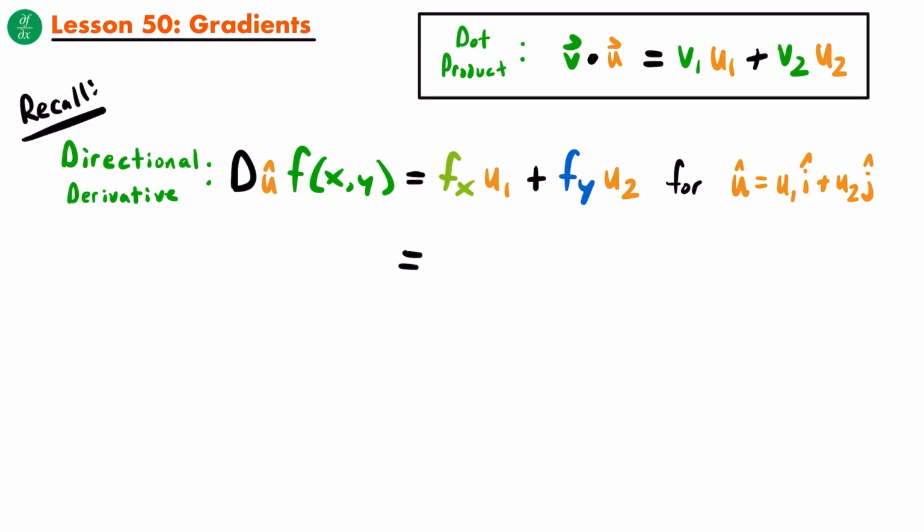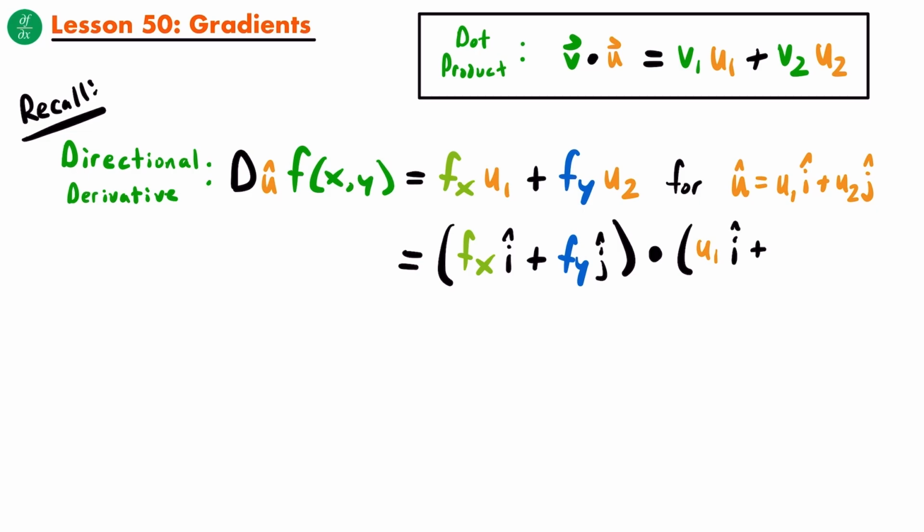Okay, and so here's what that would look like. We would have a vector with an x component of fx, so we have fx times i, plus a y component of fy, and that's multiplied by j. So we'll take that vector and dot product it with the unit vector u, which has components of u1, so we have u1 times i, plus the y component of u2, and so that's multiplied by j. All right, we have the dot product of two vectors here, and so the result of that would be the sum of the products of their corresponding components. So multiply the x components together, fx times u1 gives you the first term, then you add that to the product of the y components, fy and u2, to get the second term.